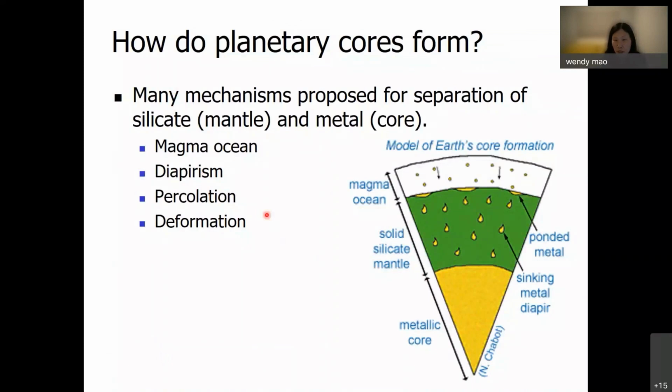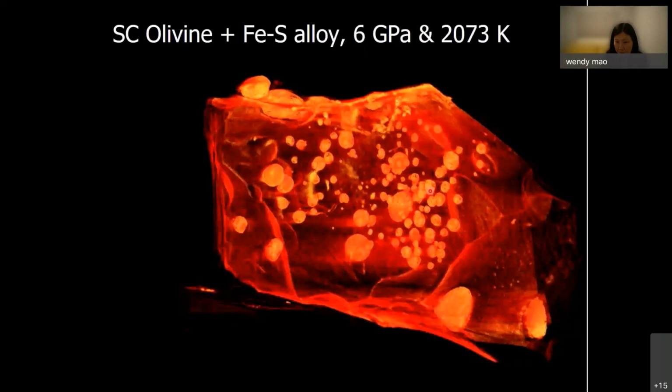But if we really want to know more about these processes and get beyond these schematic pictures, then we really need to know the information when you mix iron plus silicate, or iron melt plus silicate, at high pressures and temperatures. And so let's take a first look at some of these quench samples. This is a sample of San Carlos olivine, a silicate that's approximating the Earth's mantle, and then an iron sulfur alloy, something that's approximating the Earth's core. The sample was synthesized at 6 GPa and 2073 Kelvin. At this temperature, the iron sulfide melts.